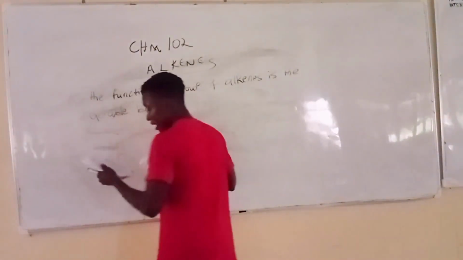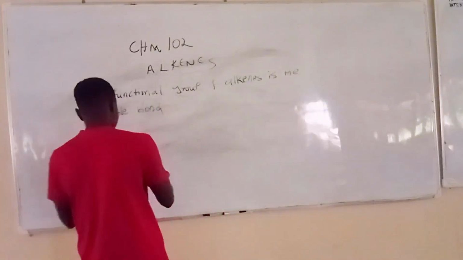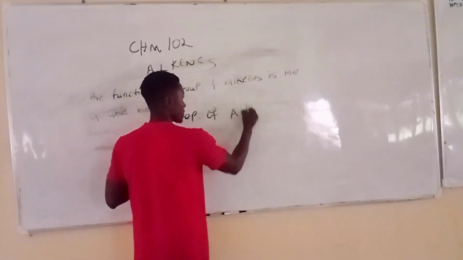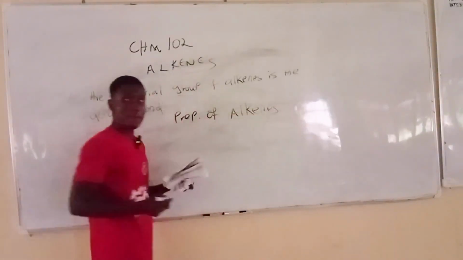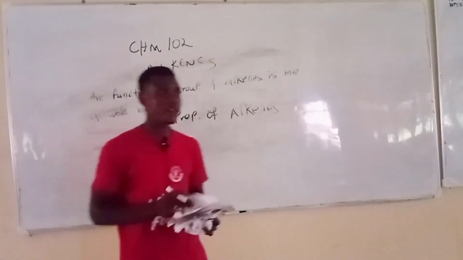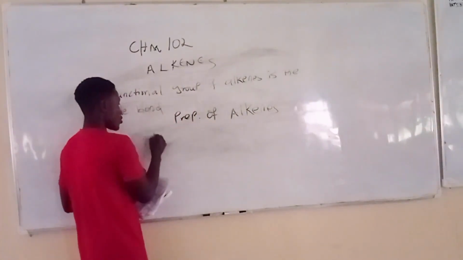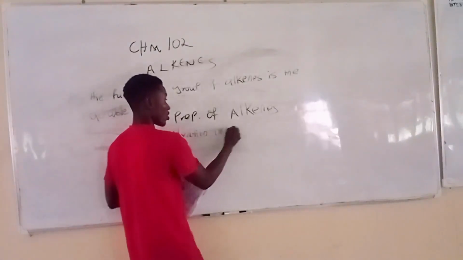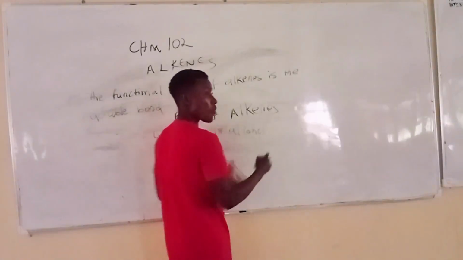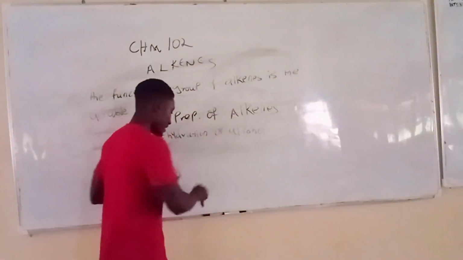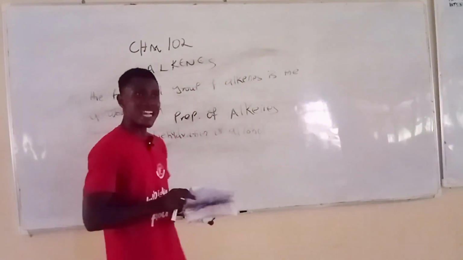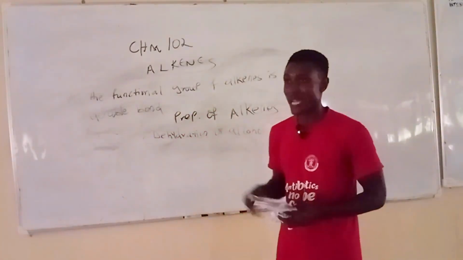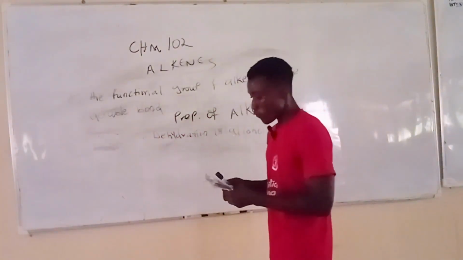Moving on, we will be talking about the preparation of alkenes. The first preparation of alkenes is the dehydration of alcohol. So say number one, dehydration of alcohol. When we say dehydration of alcohol, it simply means the removal of water from alcohol.